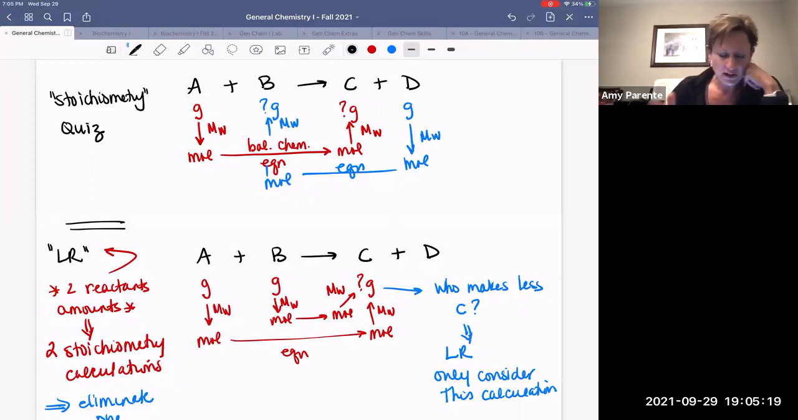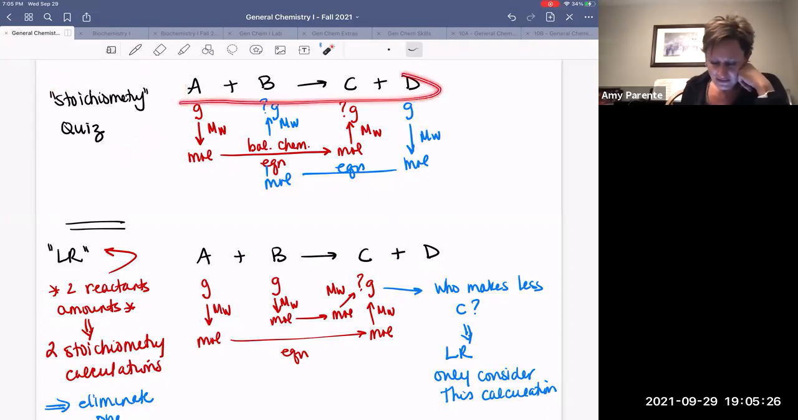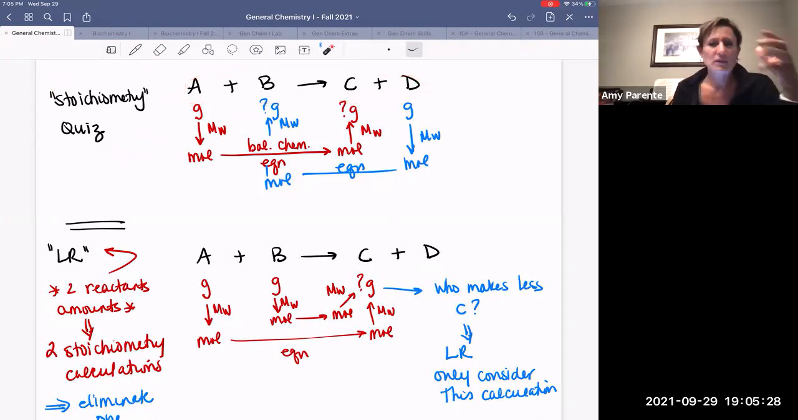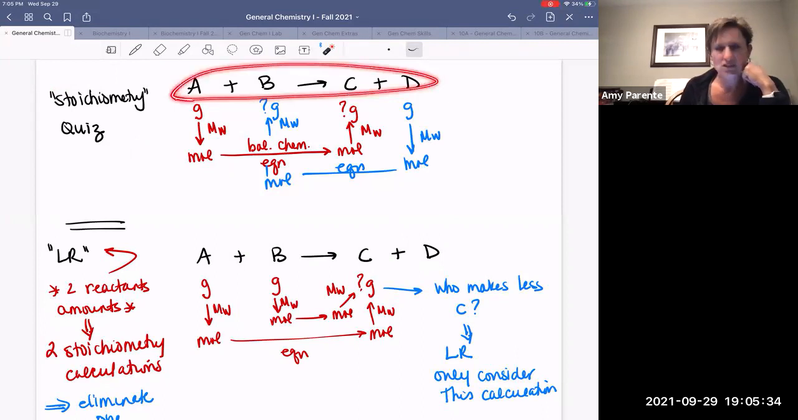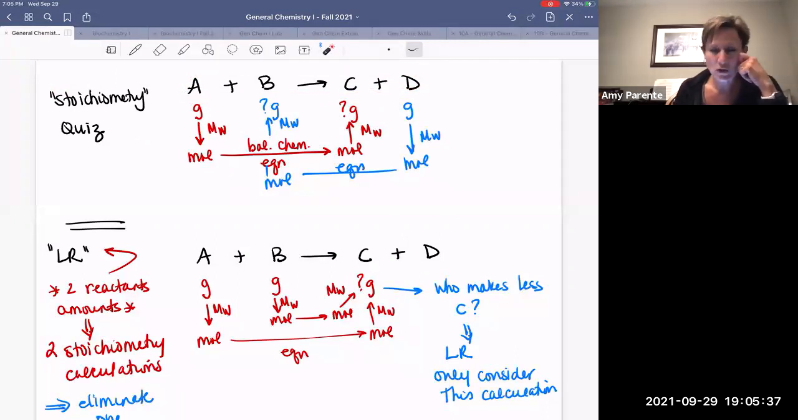Just reminding everybody for your stoichiometry quiz for Friday, you are going to be given an equation. It will be a specific equation, not a generic equation like this, but it will be balanced, and you will be provided molecular weights for all species in the equation. You're going to need to know which ones you may or may not need to use. You will be given the mass of one substance, and you're going to be asked to tell me information about another substance in the balanced chemical equation.